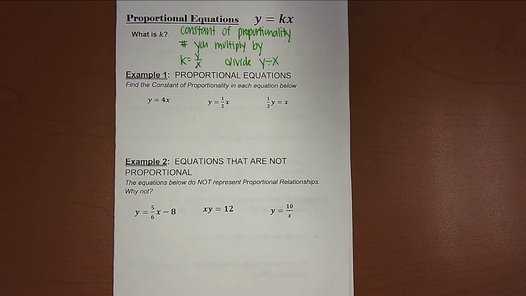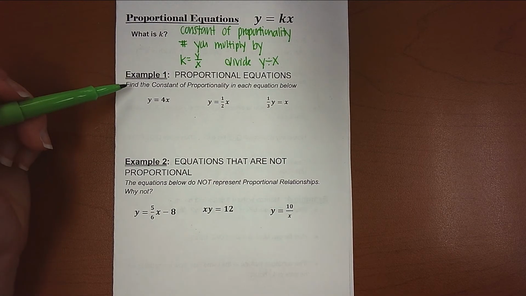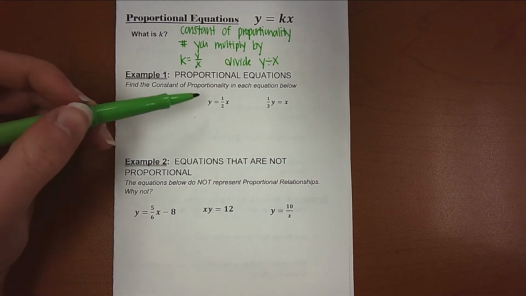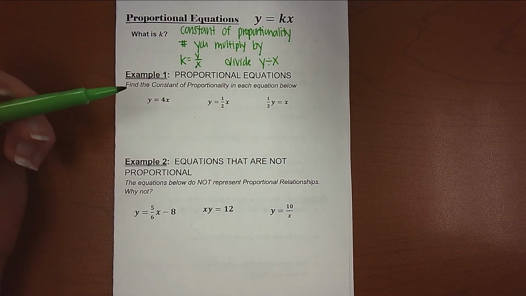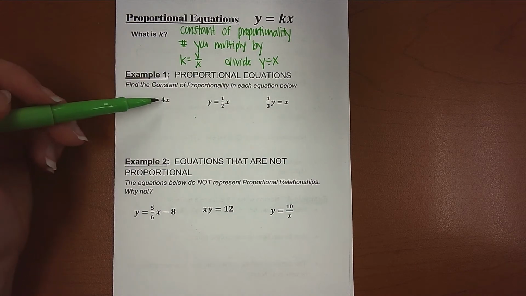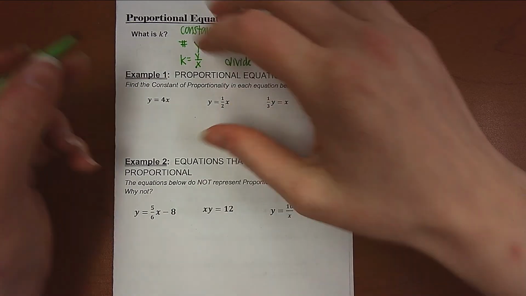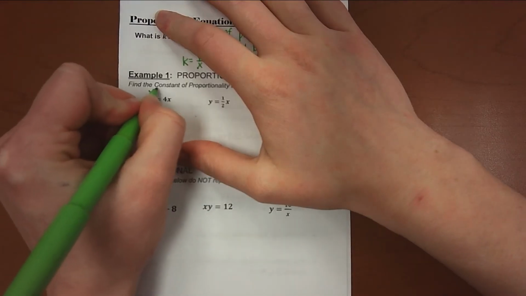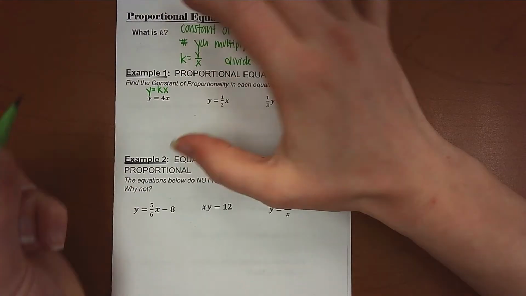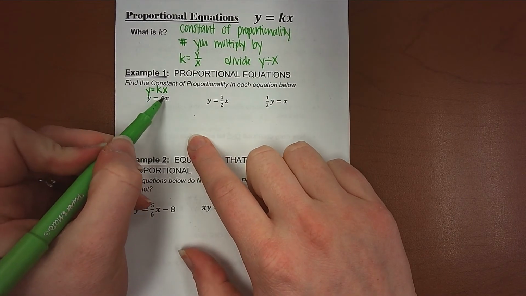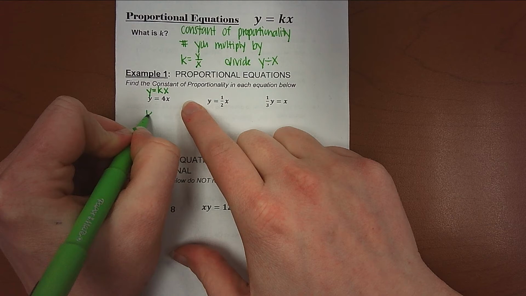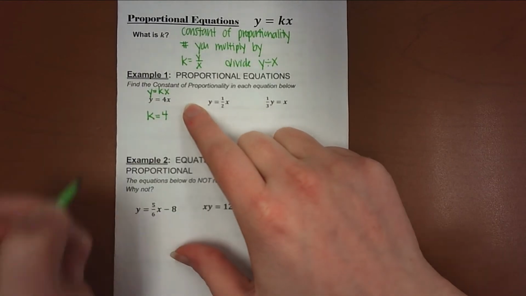And so we've got some examples here where we've got some proportional equations, and we need to find the constant of proportionality in each equation. So y equals 4x. Well, remember that when our equation is set up as y equals kx, 4 is substituted in for k, so my constant of proportionality, or k in this case, is 4.